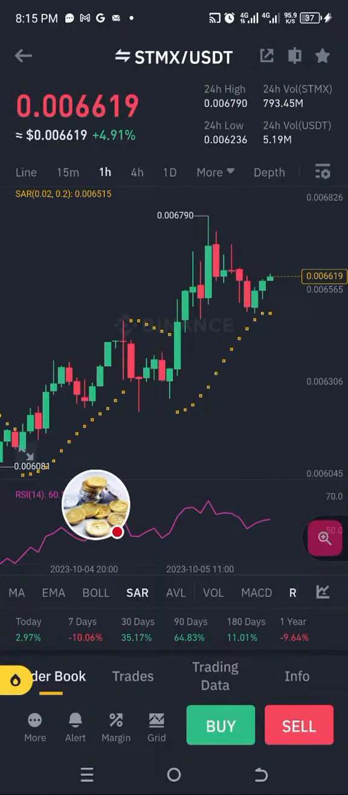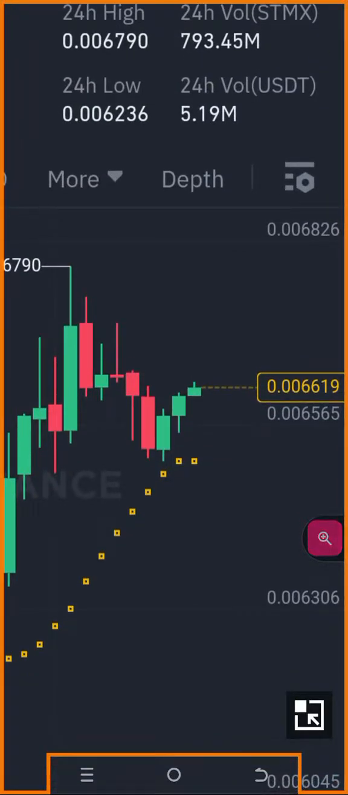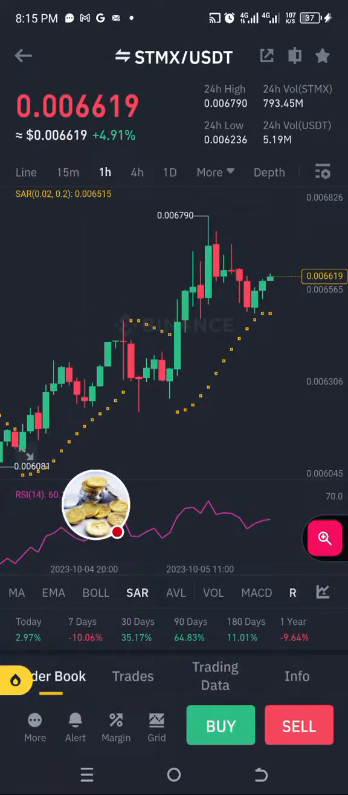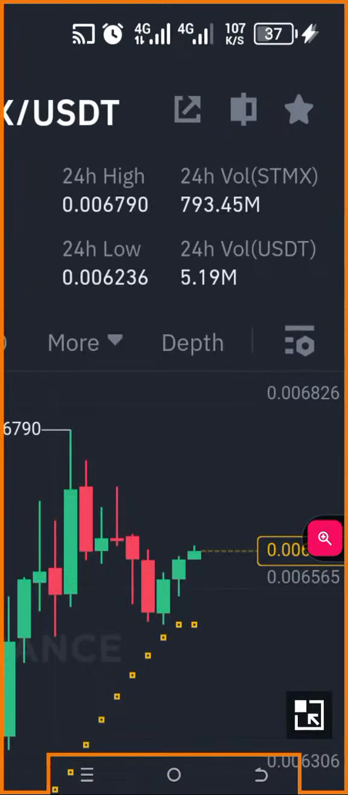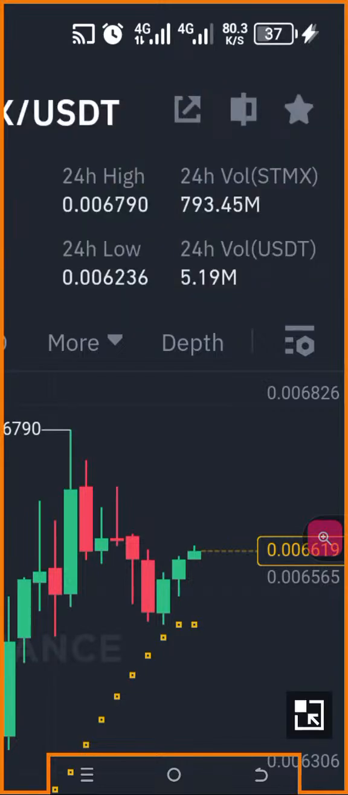Yeah, so let's go ahead. I think we should take a position on this, but it's looking like it's stuck. I haven't seen much movement, but let's go ahead and check the other things. Let's look at the volume, right? The volume traded here within the past 24 hours is 5.19 million. Wow, 5.19 million USDT. That's about 793.45 million STMX. Interesting. Would I go with that? Not sure.